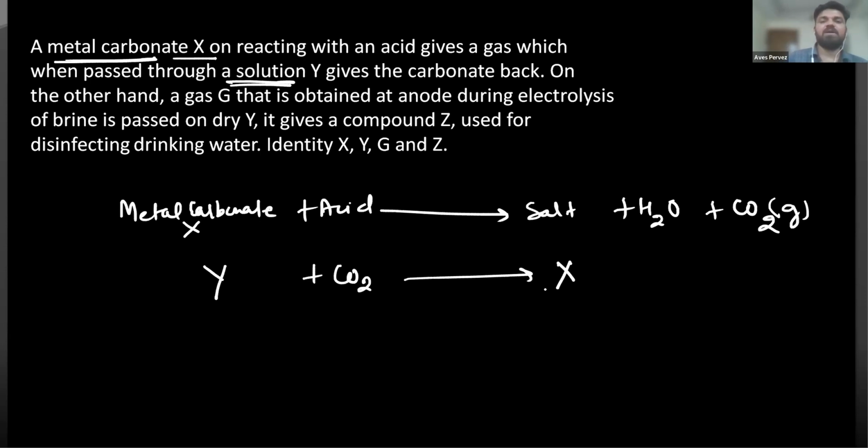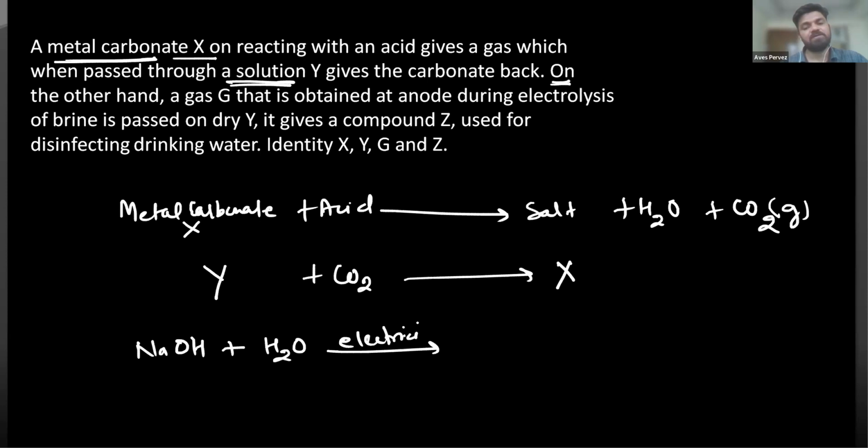Now, on the other hand, a gas G is obtained at anode on electrolysis of brine. Your knowledge will be used here. What is brine? NaCl plus water. On electrolysis, electricity passing through this, you will get NaOH plus Cl2 plus H2. Which gas is produced at anode? Check your notes, we have done this. Cl2 is obtained.